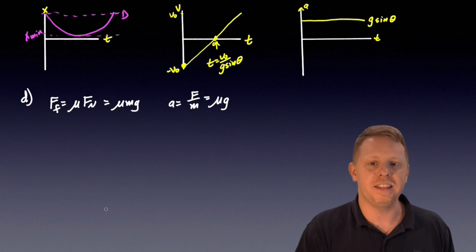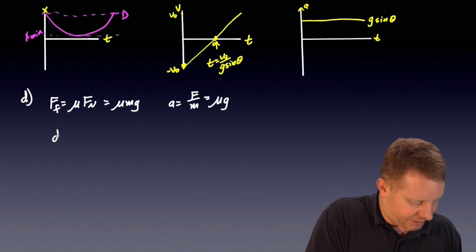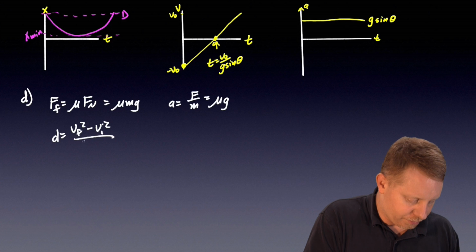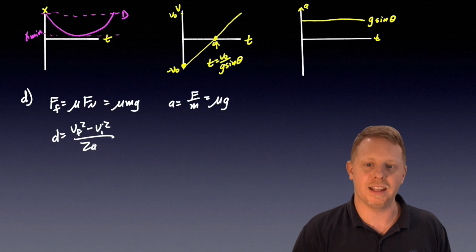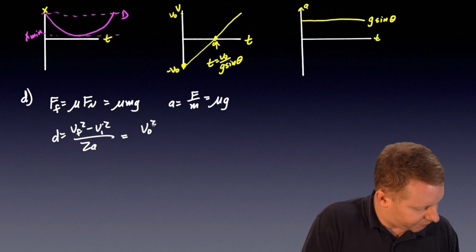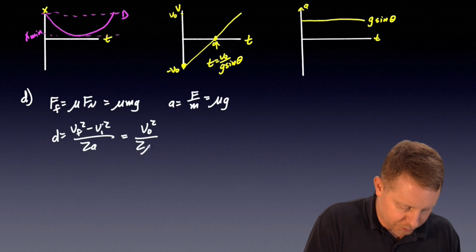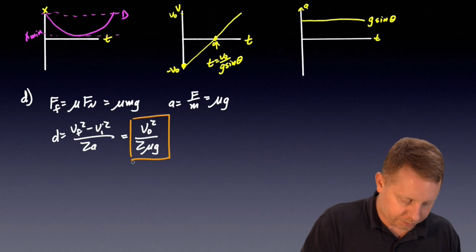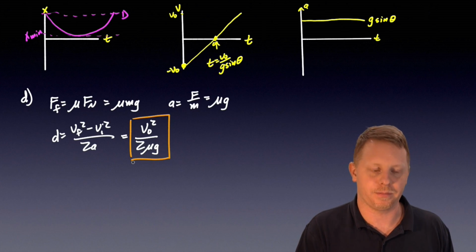So when I want to find the distance that this is traveling, d equals vf squared minus vi squared over 2a, again using our kinematic equations, which is going to be equal to v naught squared over 2 mu g. And there we have part D.